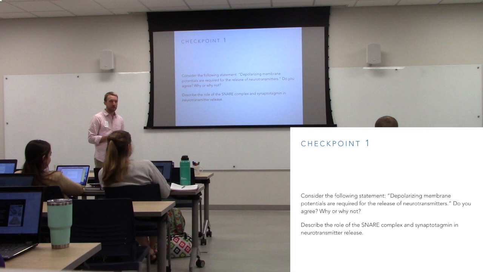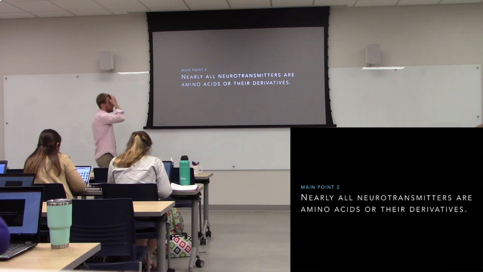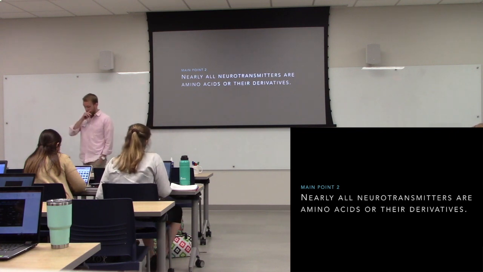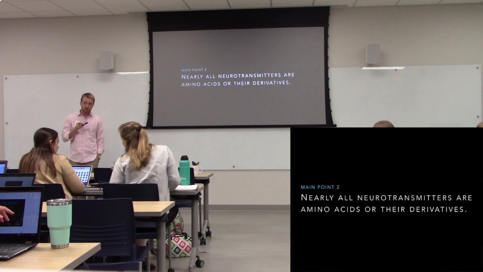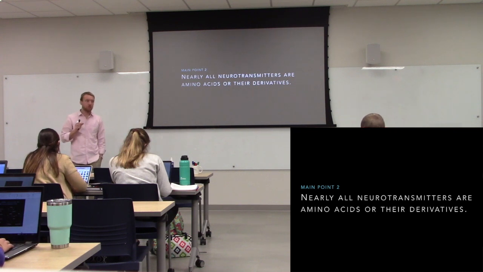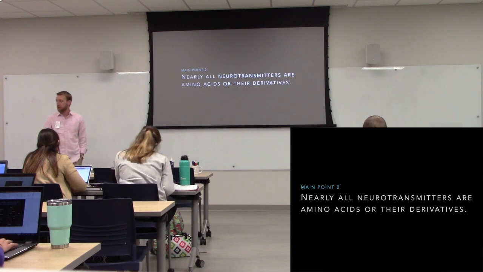Okay, let's review these and then we'll move ahead. Well, let's talk about a few neurotransmitters then. We're going to go through the classic neurotransmitters here. And with the exception of acetylcholine, these are all either amino acids or a few enzymatic massages away from an amino acid.